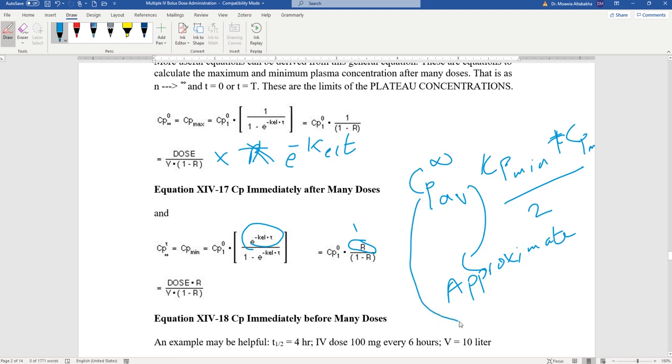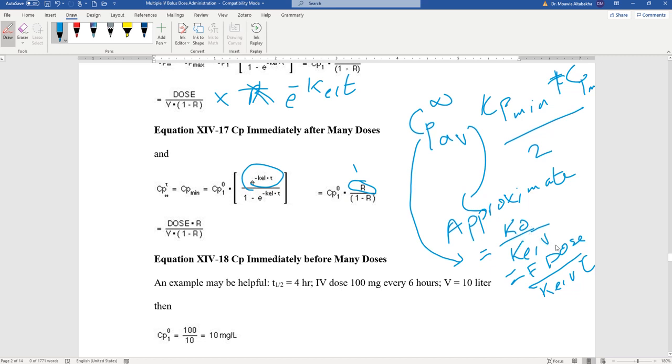But the accurate one, we took it before: Cp average will be equal, if you remember, to K0 over CPSS, KEL times V. It's also equal to, if you remember, F times the dose divided by KEL times V times tau. Now this is important. K0 is the dosing rate, which is the dose over tau. Dose over tau is the dosing rate, so it's K0. What is F here? F is equal to 1 in case I'm talking about IV administration. So both are the same. This equation and this equation are the same.